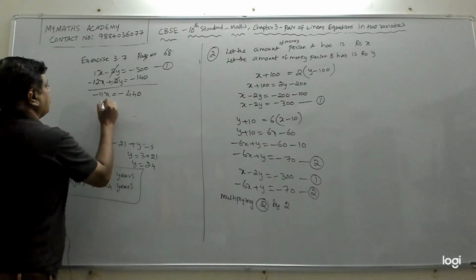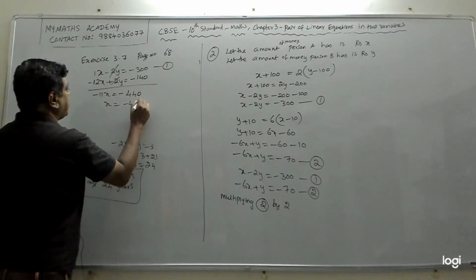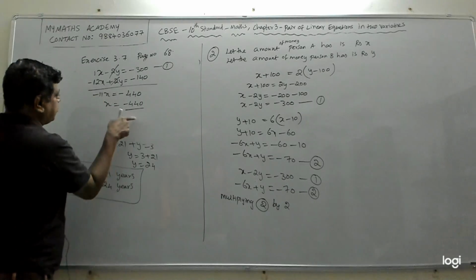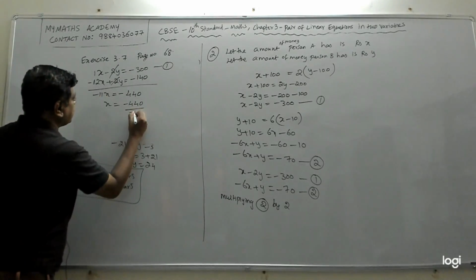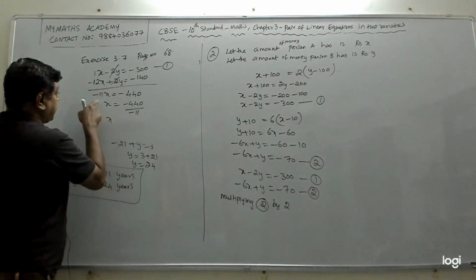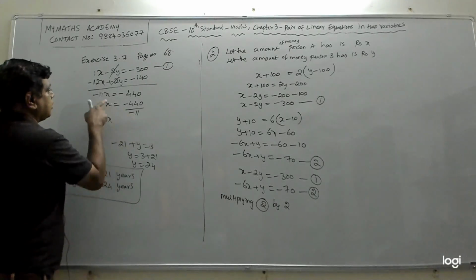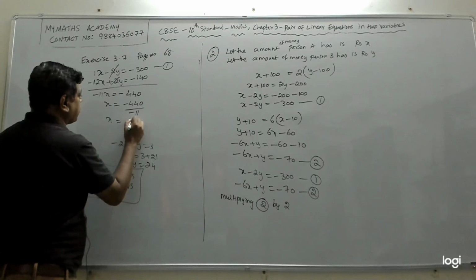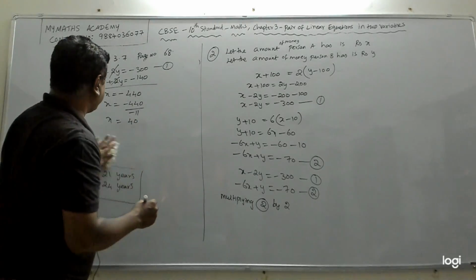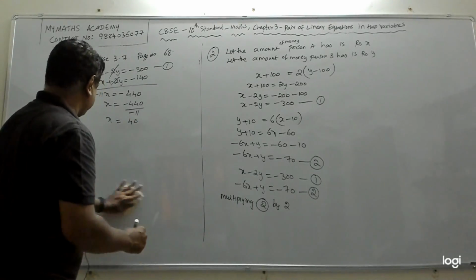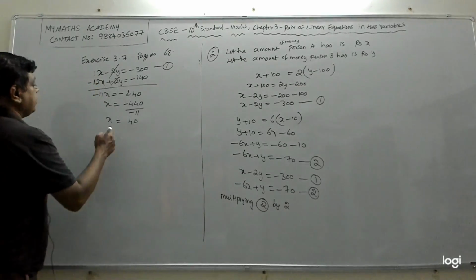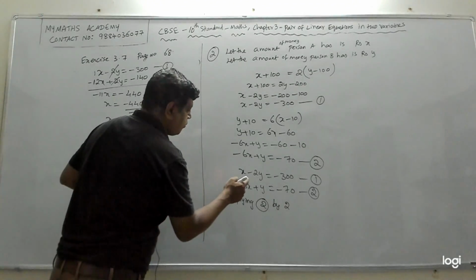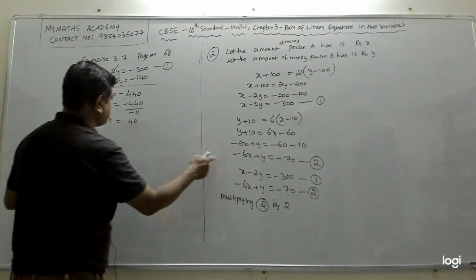Now X will become minus 440 divided by minus 11. When 11 goes to this side, it becomes the denominator, and you have to write it along with the sign. Don't put just 11, it will become minus 11. So you will get X equal to 40. Now we need to find the value of Y. So we will substitute in one of the equations. We will substitute in the first equation.